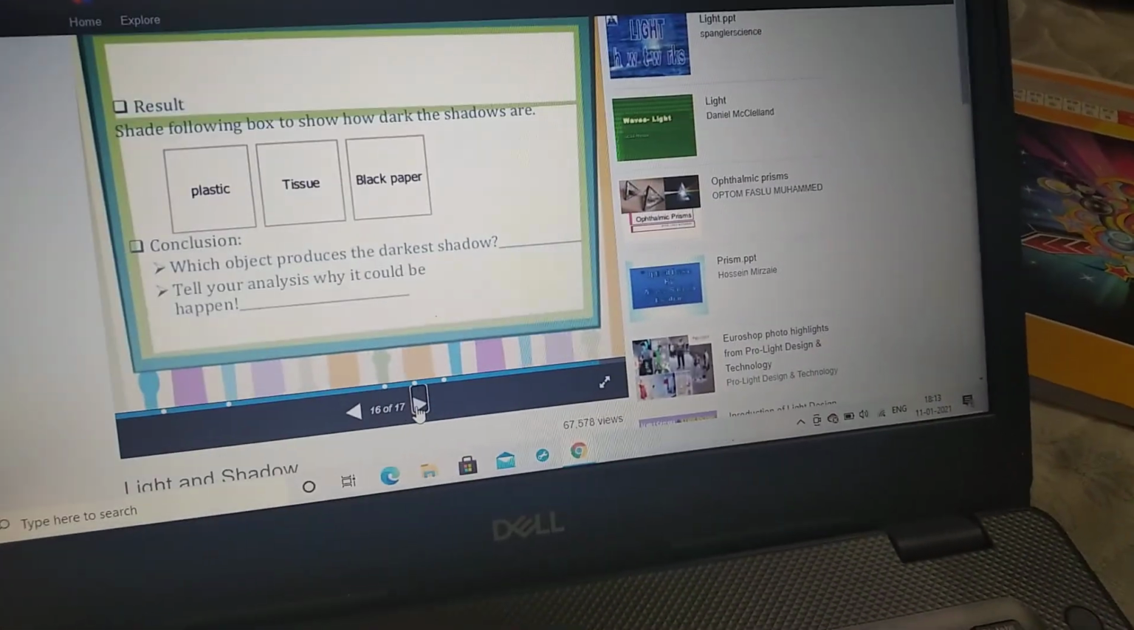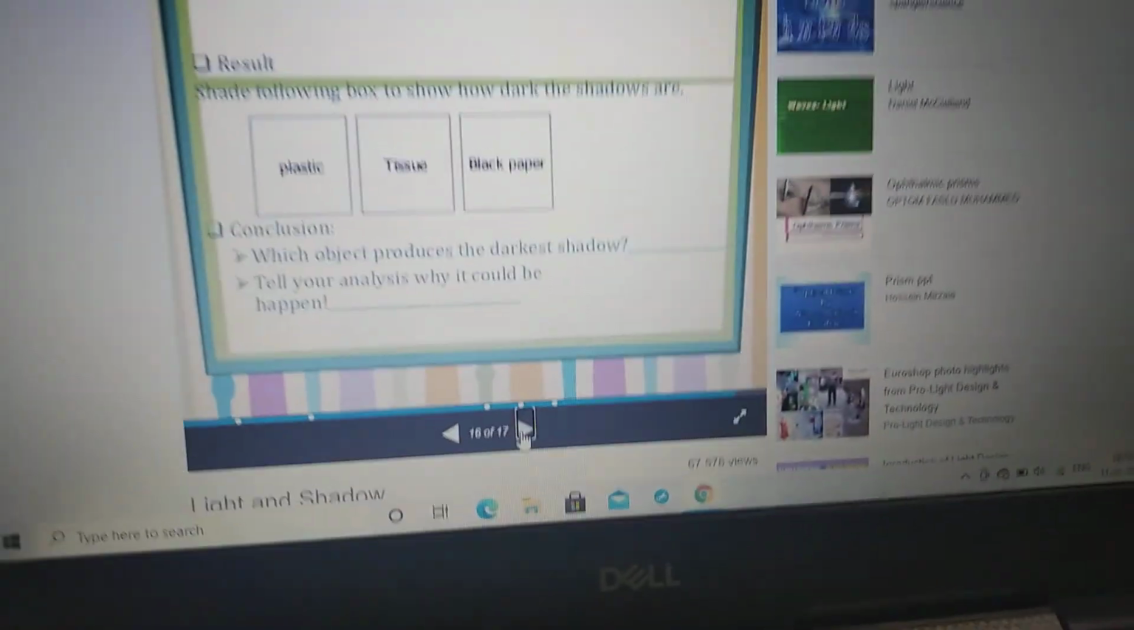Next, there are so many pictures in your textbook also, children. Go through your textbook, pages 168 and 167. Next, coming to sound.